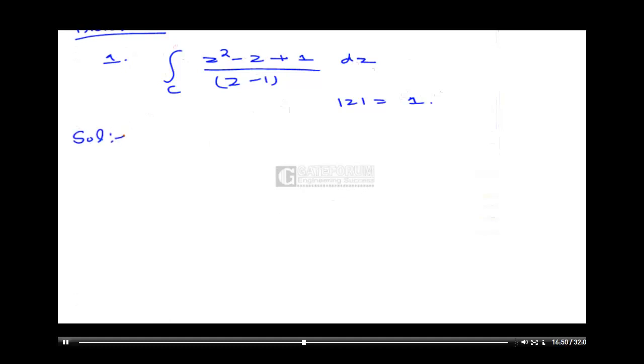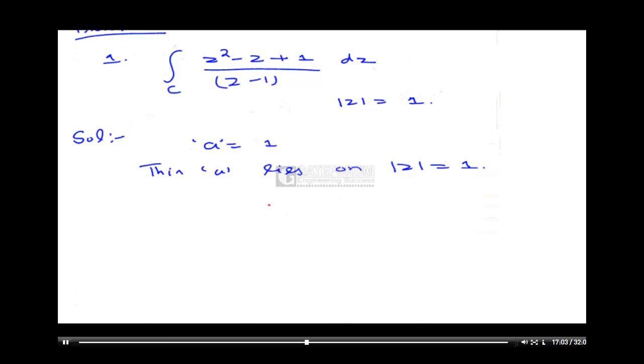See this problem. Integrate z square minus z plus 1 upon z minus 1 dz, where C is the circle mod z equal to 1. Mod z equal to 1 contains the point z equal to 1. Solution: a is equal to 1. This a lies on the circle of radius 1.